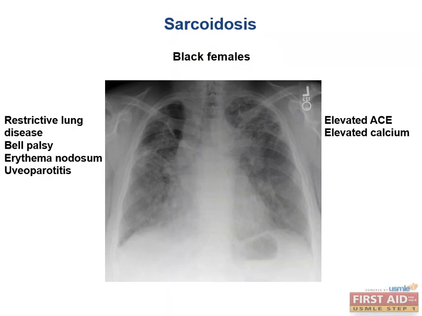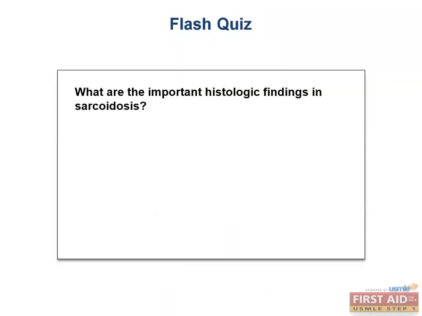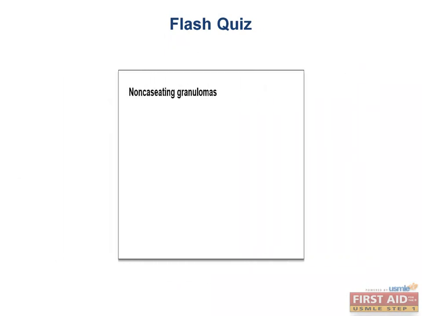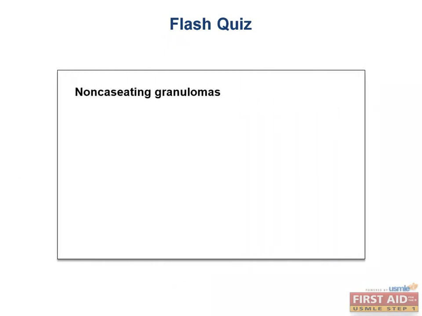The management for sarcoidosis is admittedly very complicated, but what you should know is that patients who appear to require acute treatment often benefit from steroids. You will not be responsible for understanding the other intricacies of management. What are the important histologic findings in sarcoid? Non-caseating granulomas.